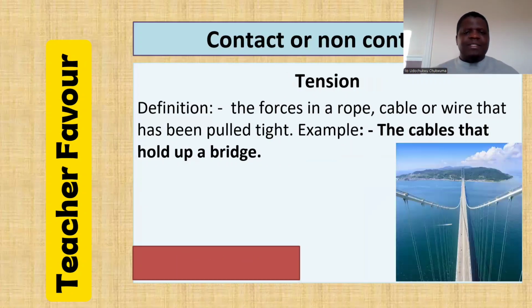And the next is tension. What is tension? Tension is the force in a rope, cable, or wire that has been pulled tightly. An example is the cable that holds up a bridge. Is it an example of a contact force or a non-contact force? It is an example of a contact force. We'll have the next one.